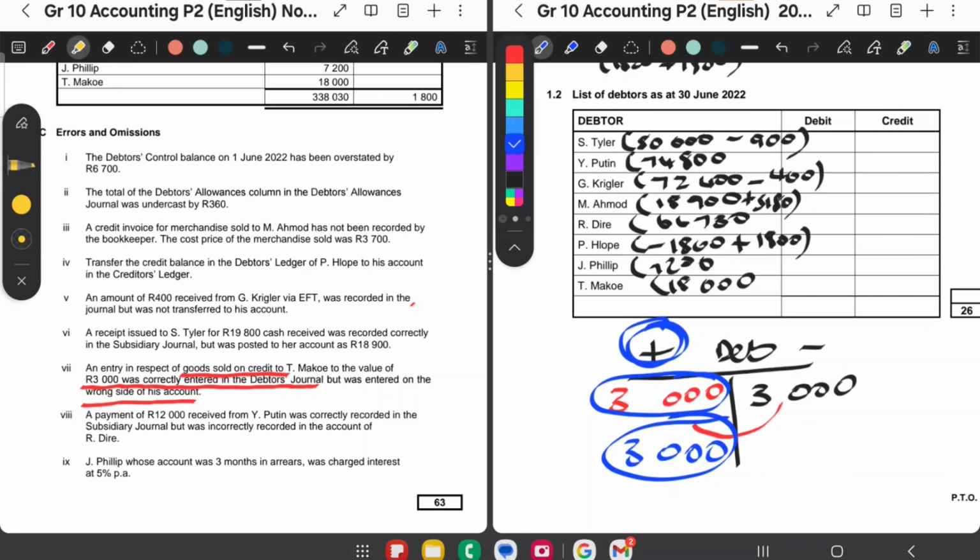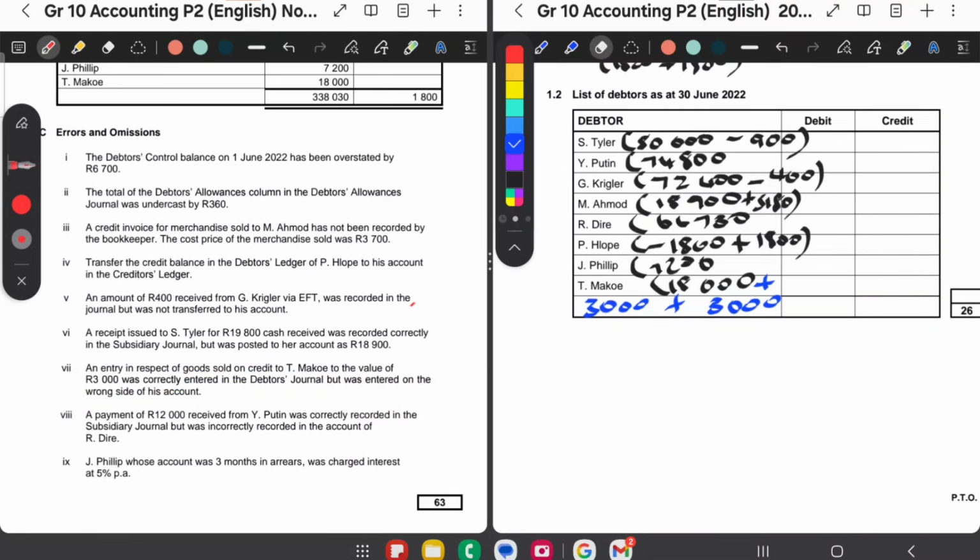So that's twice. So I'm going to go to his account and I'm going to say plus 3,000 plus 3,000. The first 3,000 was to cancel. The second 3,000 was to write it in where it should be. And that is how you correct that adjustment.